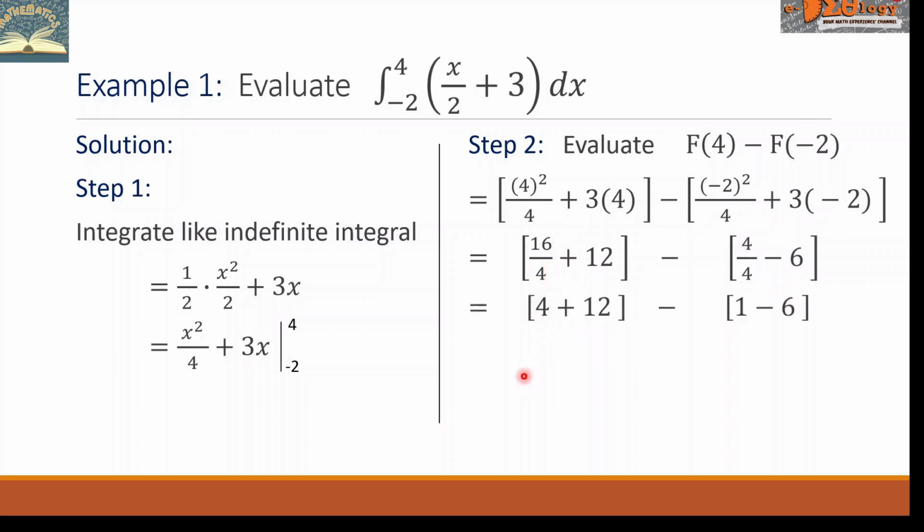16 divided by 4 is 4 plus 12 minus 4 over 4 is 1 minus 6. The first group is 4 plus 12, that is 16, minus the second group, 1 minus 6 is negative 5. So 16 minus negative 5, this negative times negative becomes positive. That is now 16 plus 5. So we have 21.